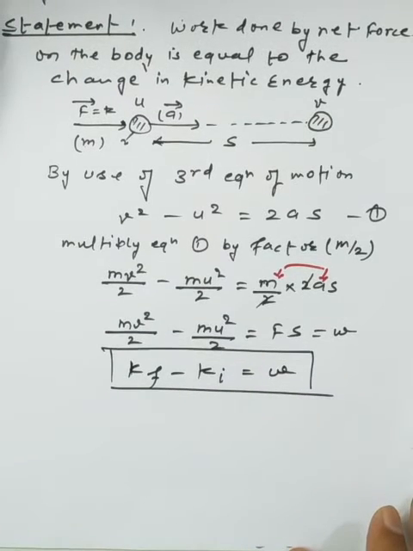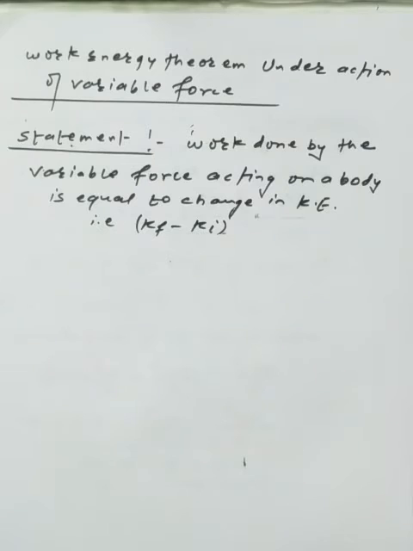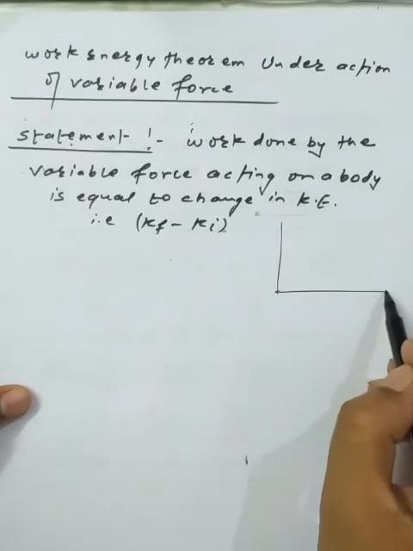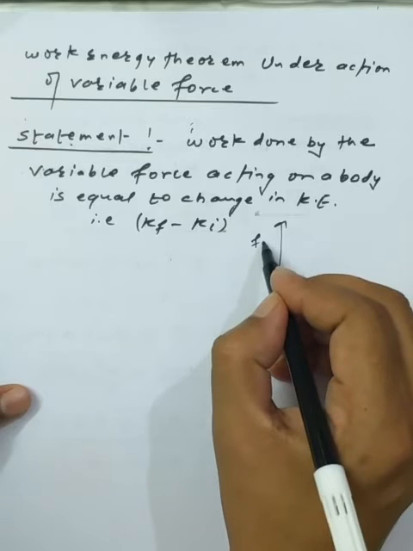Similarly, we have also completed the topic of work done under the action of a variable force. So we have the work energy theorem under the action of a variable force also. The simplest statement is that the work done by the variable force acting on a body is equal to the change in kinetic energy, that is K final minus K initial. We have already discussed in the lecture on variable force that we assume the force is acting along the direction of x in a variable manner.